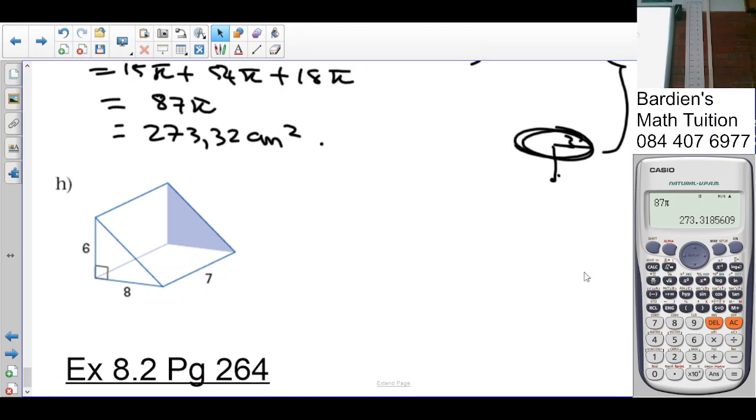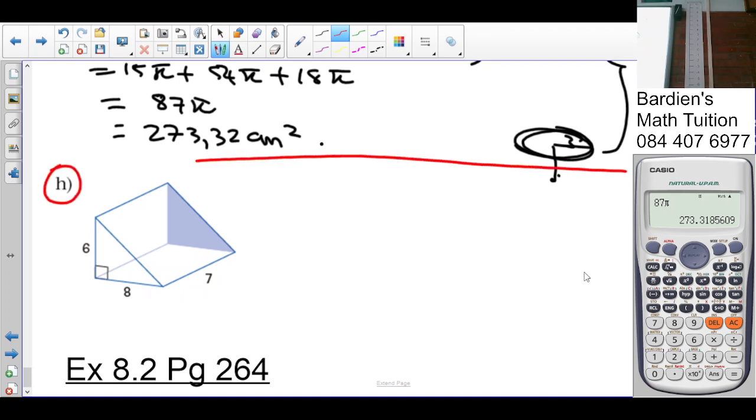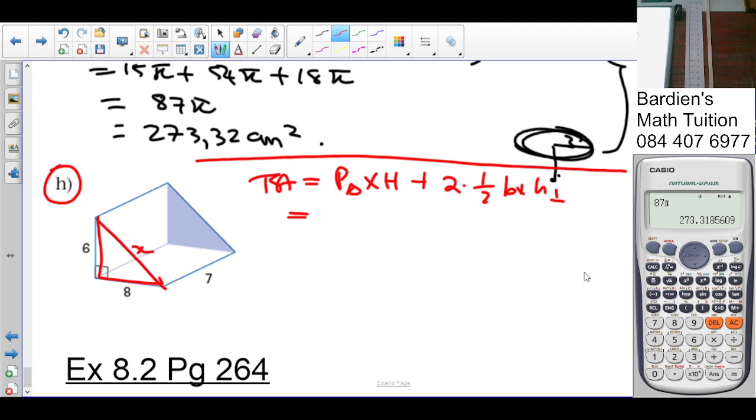So in H, in order to calculate the total surface area, it is going to be the perimeter of the base, the perimeter of the triangle, times the depth of this object, plus twice the area of the base, which is half base times perpendicular height. So the perimeter of the shape is going to be 6 plus 8 plus this unknown here, which is x. But x can be calculated using Pythagoras. As you can see, it's already a Pythagorean triple. It's going to give you 10 anyway.